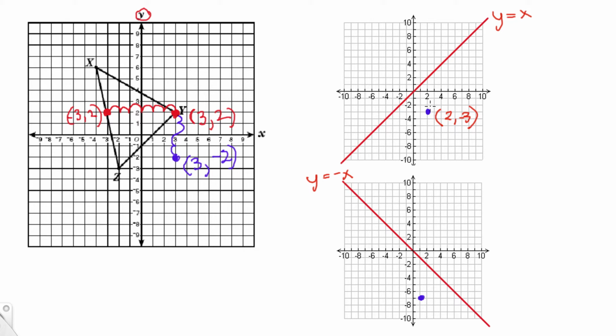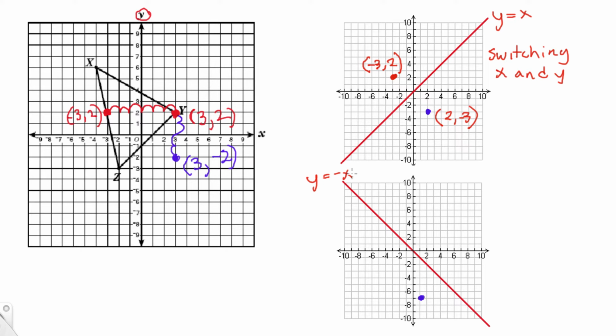When we reflect the point over Y equals X, we are switching X and Y. So here, X is 2, Y is -3. So when we reflect it over Y equals X, we switch X and Y. So now X is -3 and Y is 2. So this is our new point. X is -3, Y is 2.